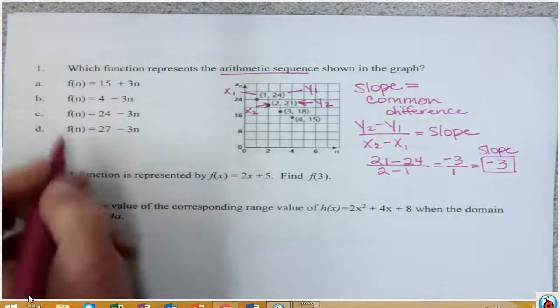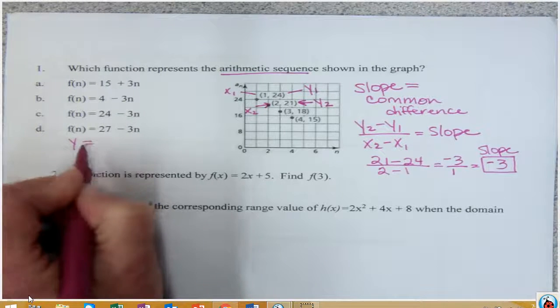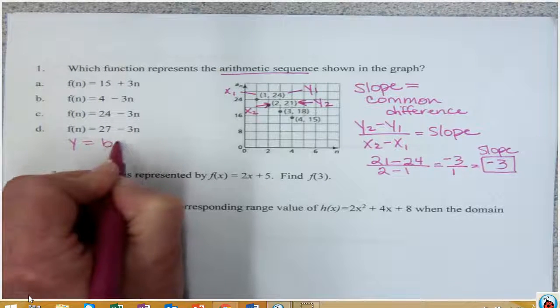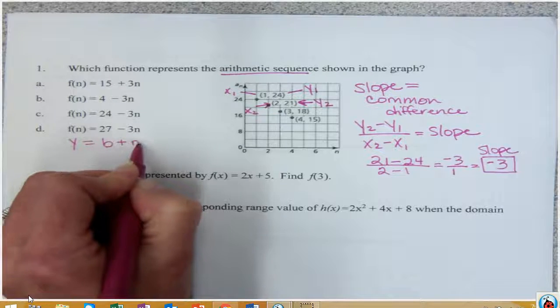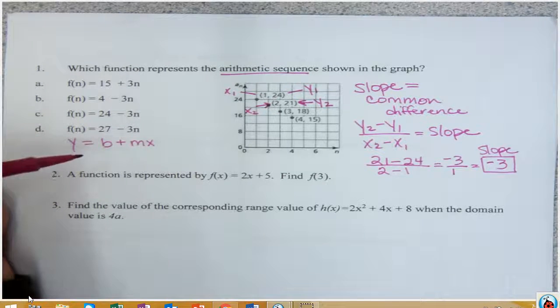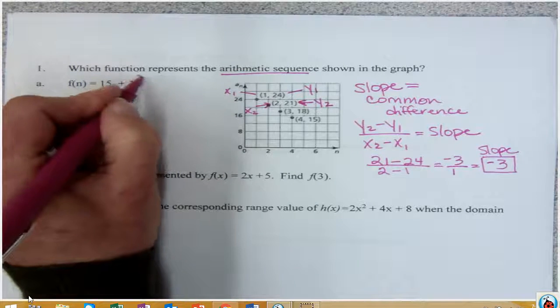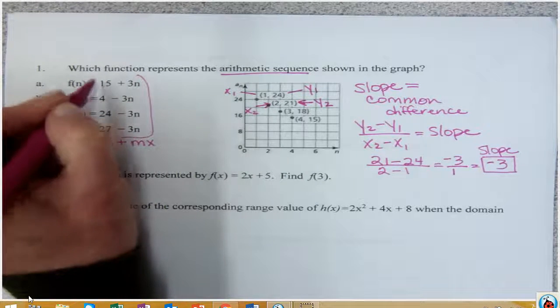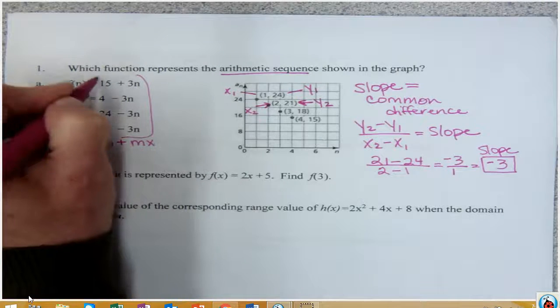And here I see that this is y equals, this would be my b plus my mx. Do you see how it's written differently? This would be my slope indicator, and this is my y-intercept here.